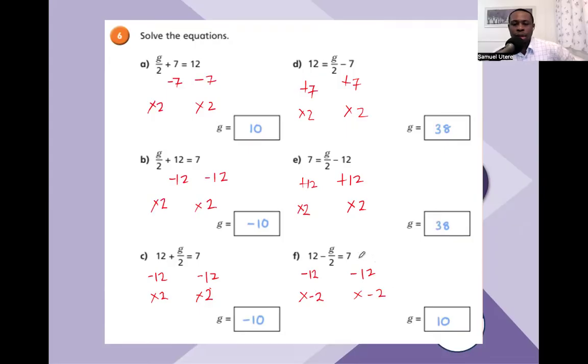Just to check it real quick, you would see that our result, so this is now gone, 7 subtract 12 is negative 5. So this is like saying negative g over 2 equal to negative 5. When we multiply by negative 2, we have positive g, because two negatives will be positive, they're multiplying each other. And when we multiply this by negative 2, we'll have 10, which is positive 10.